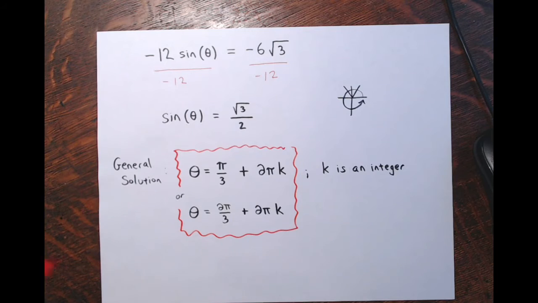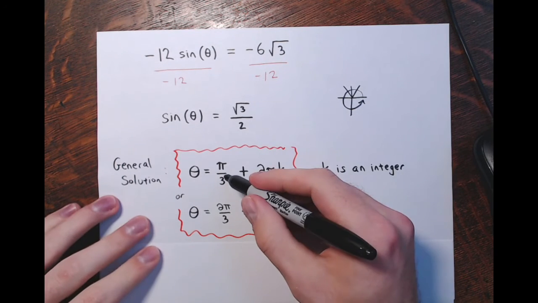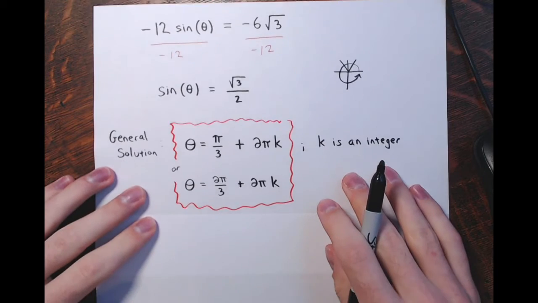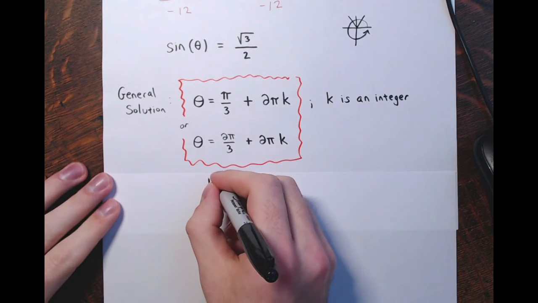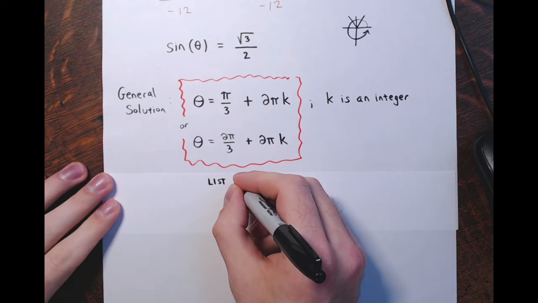And then I'll list a bunch. And at the end, we're just going to write the solutions that are from 0 to 2 pi. So that would just be pi over 3 and 2 pi over 3. Alright, but for right now, again, I like doing this. You've seen me do this in other videos.